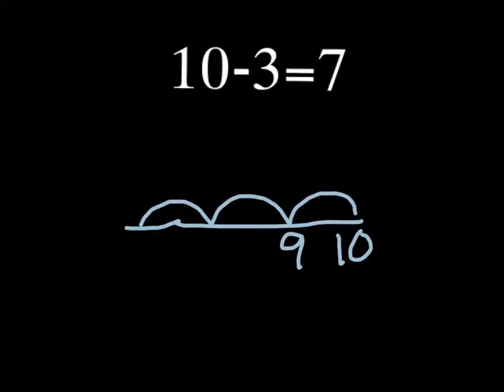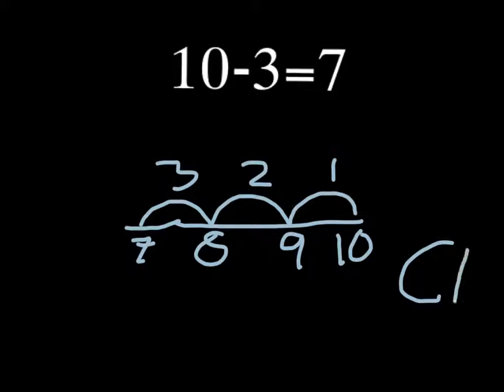I go 10, 9, 8, and 7. Then I count my jumps. 1, 2, 3. As you can see, I did it in reverse because we're counting back. So it's 3, 2, 1. So this is how I do it now. See, this strategy is called count back. So this is what I like to do.